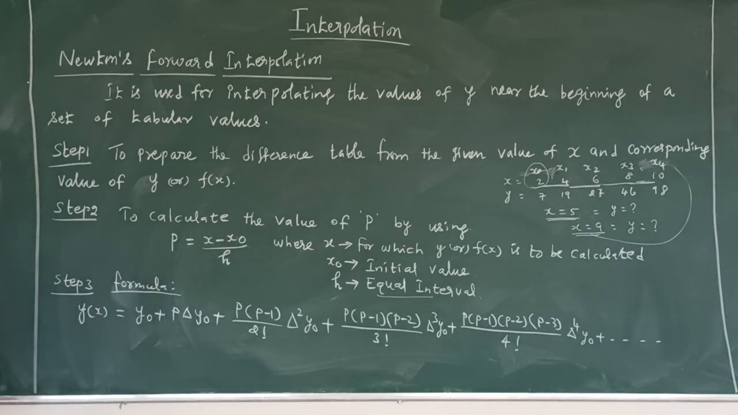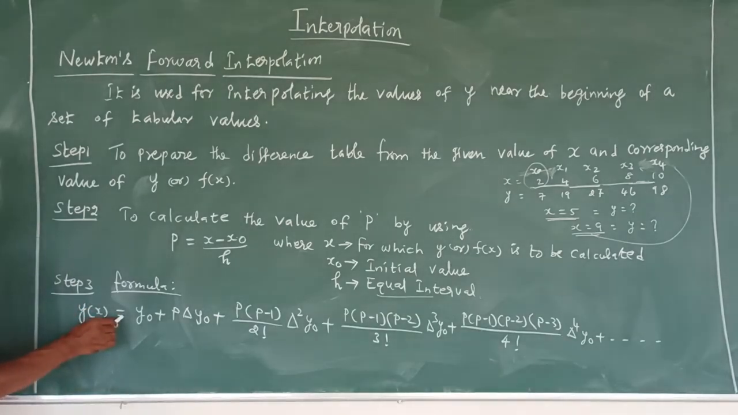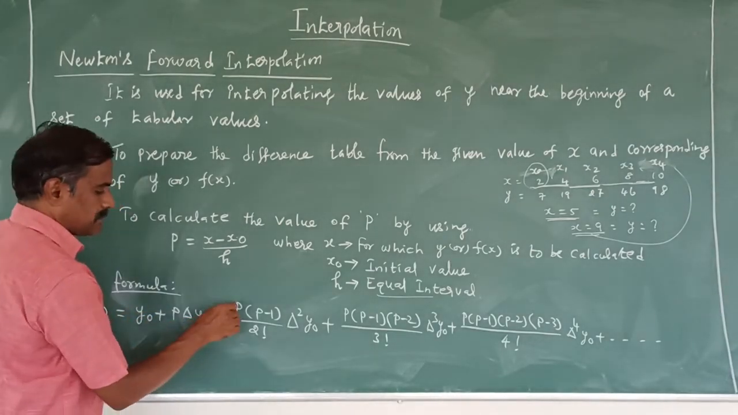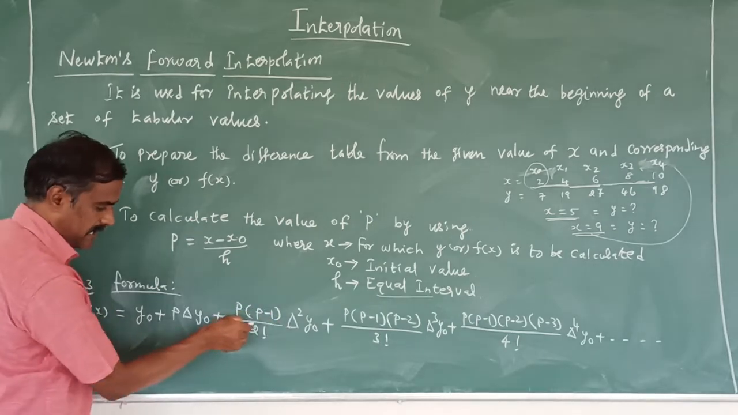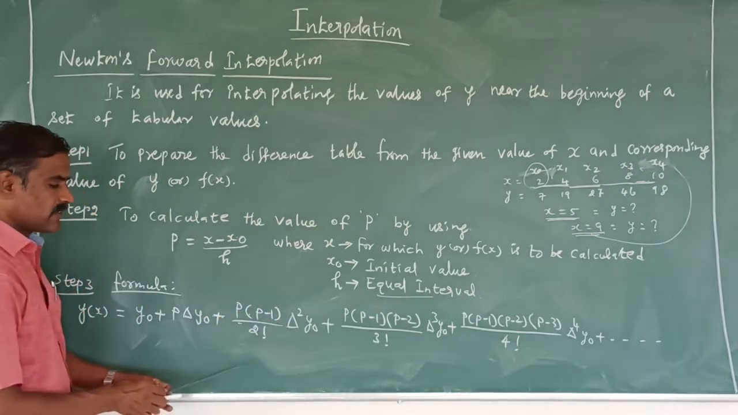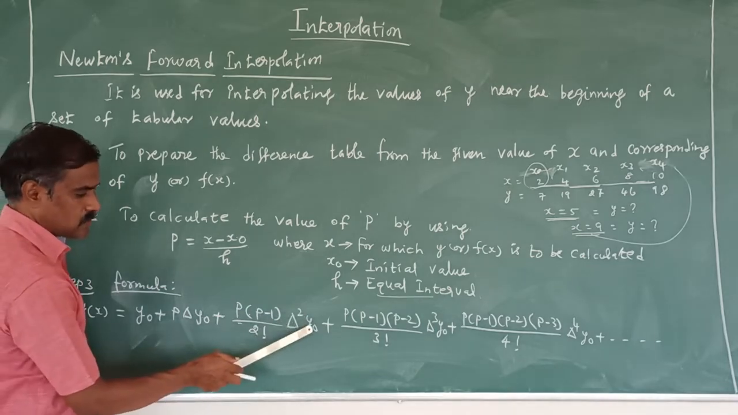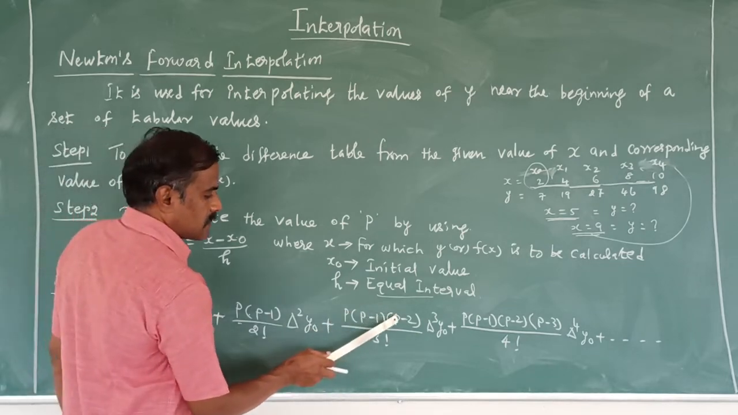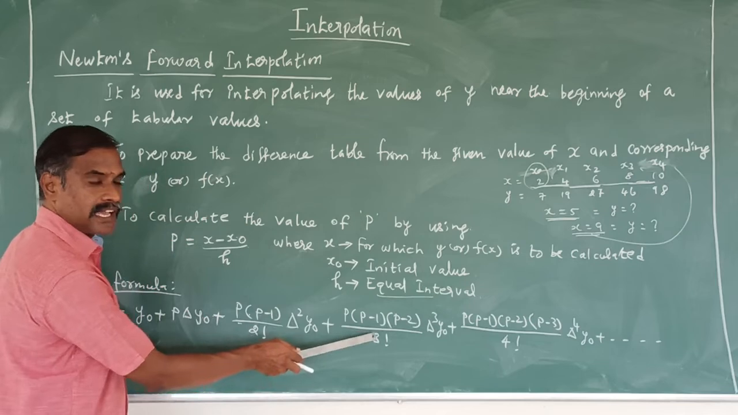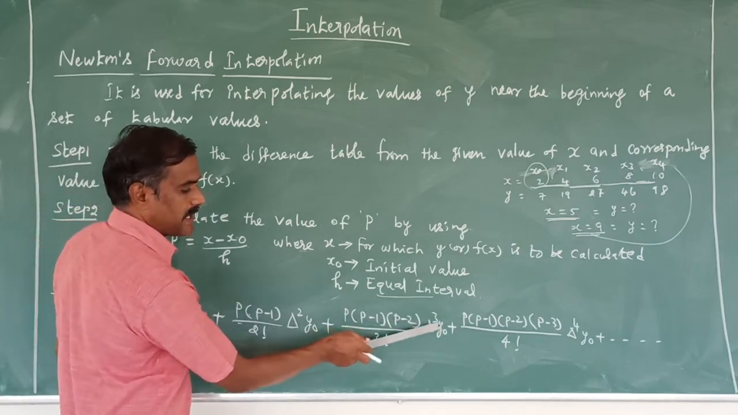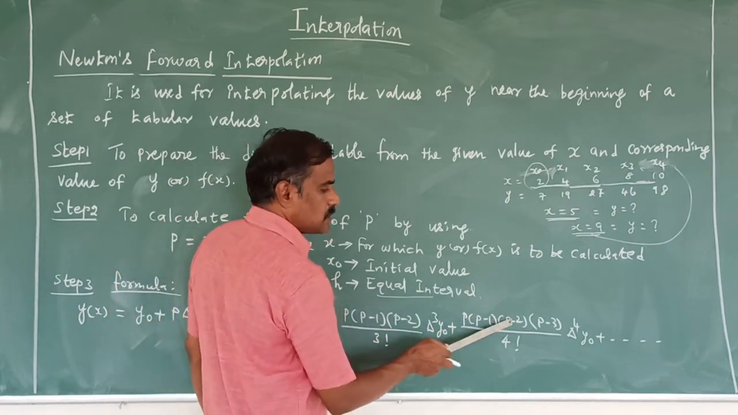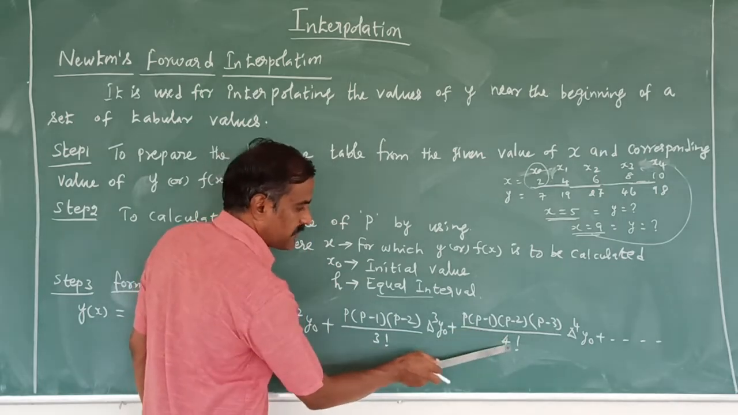Newton's forward interpolation formula: y of x equals y naught plus p delta y naught plus p into p minus 1 divided by 2 factorial delta square y naught plus p into p minus 1 into p minus 2 divided by 3 factorial delta cube y naught plus p into p minus 1, p minus 2, p minus 3 divided by 4 factorial.